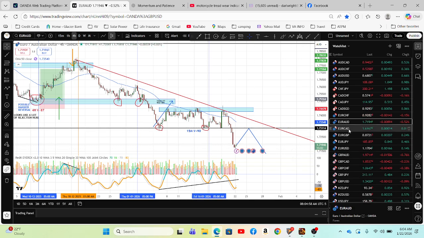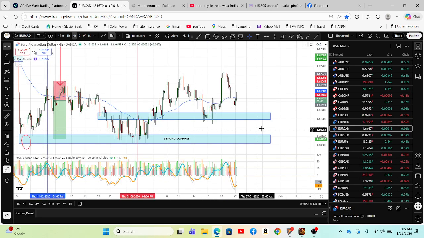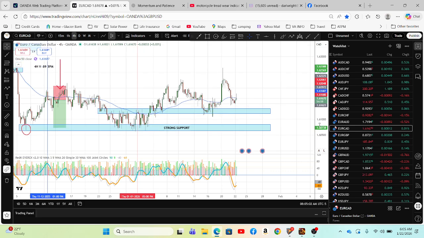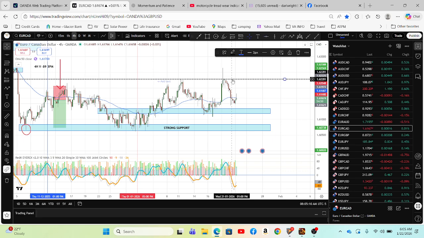Okay, so anyhow, euro to the Canadian dollar. Oh, that's kind of nice. Look at that nice little spike right here. That wick going way up. Ultimately, let me show you something. Ultimately, right there is the high, and it never made a new high. So what, momentum says that this looks like it might be trying to go up.